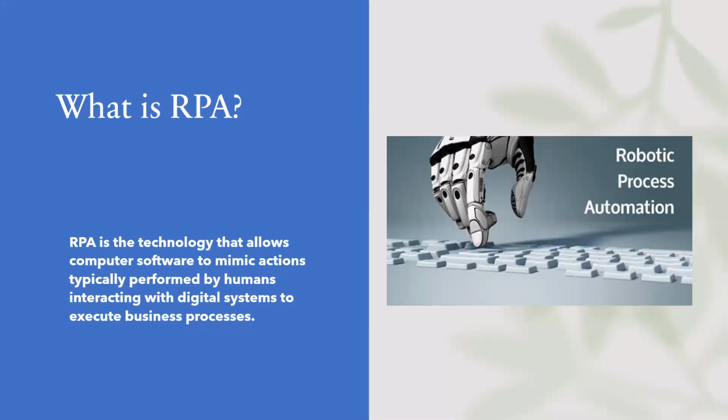Okay, basically, what is RPA? RPA stands for Robotic Process Automation. We all know that, right? Going by the definition, RPA is a technology that allows computer software to mimic actions typically performed by humans interacting with digital systems and to execute business processes. So what the definition itself says is the robot which we are going to train in robotic process automation is going to mimic all the human activities that we do in order to perform an action or to run a process in the computer system.